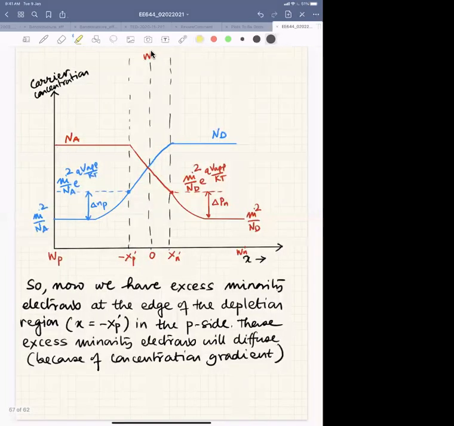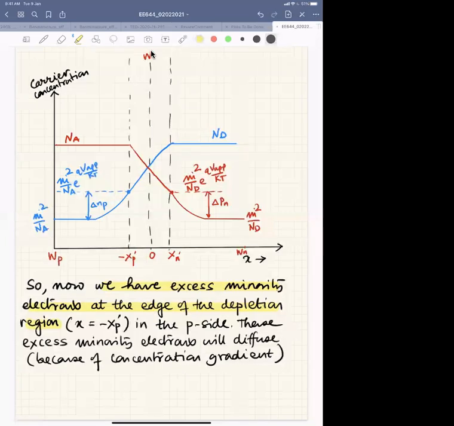Now we'll start deriving the current. The starting point is that we have excess minority electrons at the edge of the depletion region. I'm writing it again. The electron injection only happens at the edge. If you go a little bit away from the edge, there is a possibility of recombination of the injected electrons. So the exact amount of electrons injected from N to P you could only find at the edge of the depletion region.